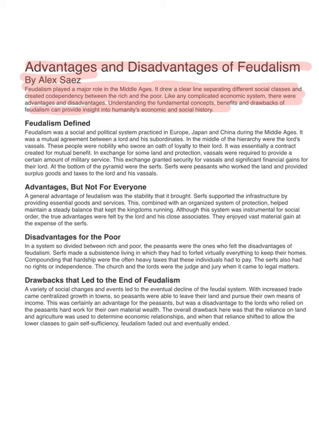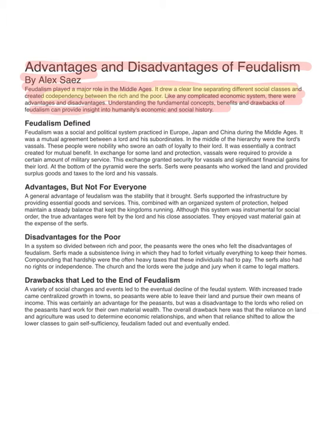And they drew a clear line separating the different social classes. The codependency between the rich and the poor. That means the rich needed the poor, and the poor needed the rich. So like any complicated economic system, there were advantages and disadvantages to that. All right, so let's go on to the next here.